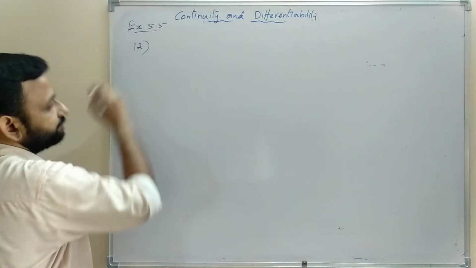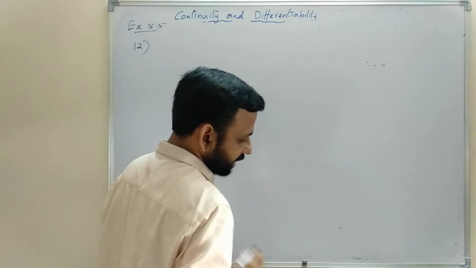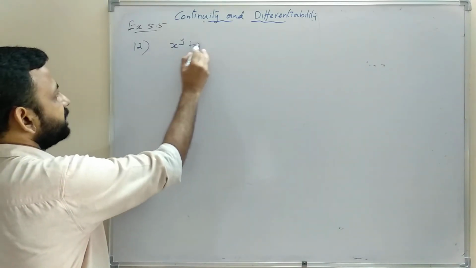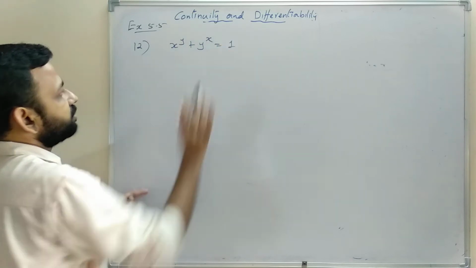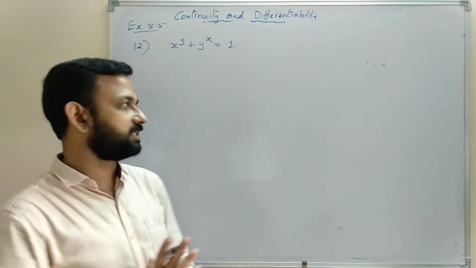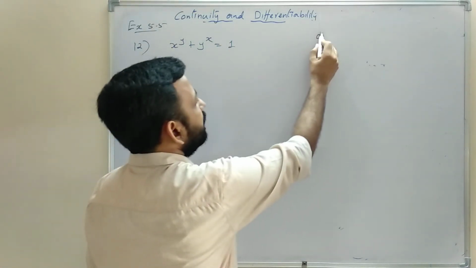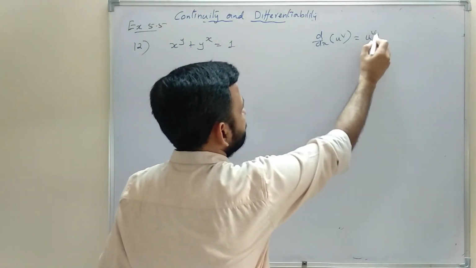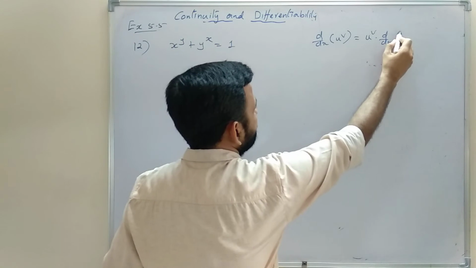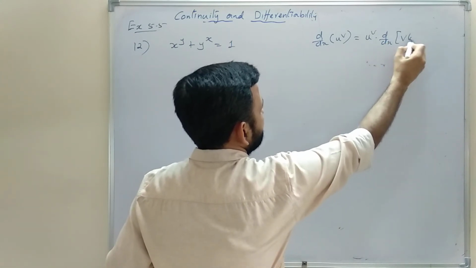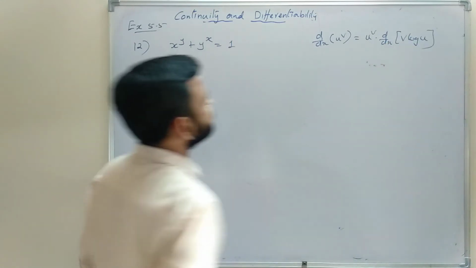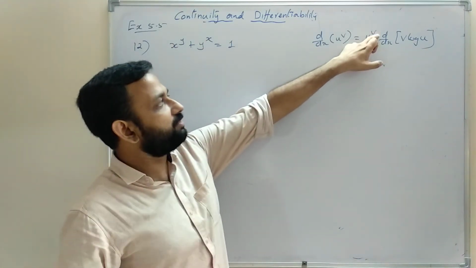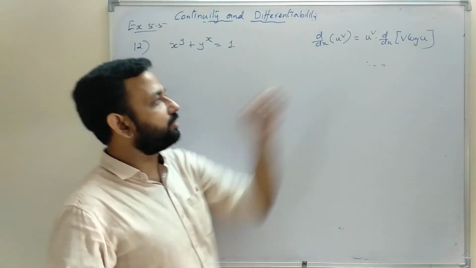Question number 12, x raised to y plus y raised to x equal to 1. So we need to find dy by dx. That is our question. Same formula, d by dx of u raised to v is equal to u raised to v into d by dx of v log u. So here we have two functions.